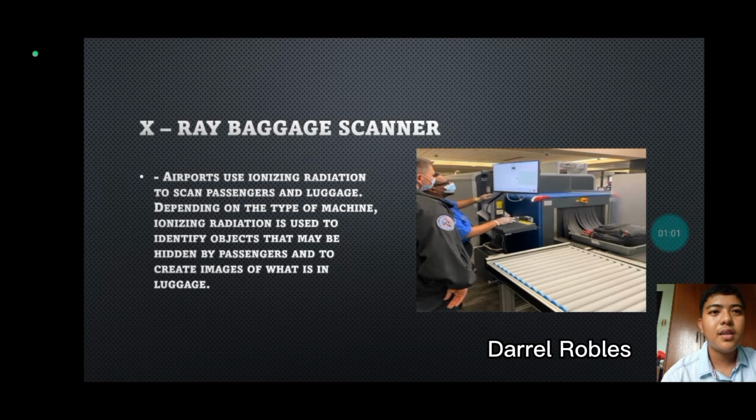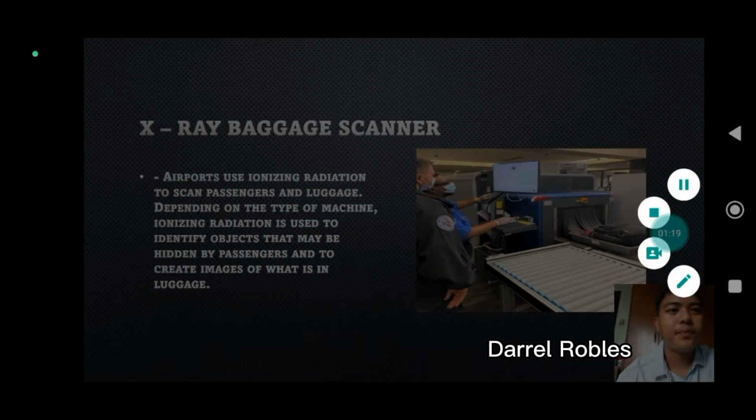The last one is the X-ray baggage scanner. X-ray baggage scanners at airports use ionizing radiation to scan passengers and luggage. Depending on the type of machine, ionizing radiation is used to identify objects that may be hidden by passengers and to create images of what is in luggage.